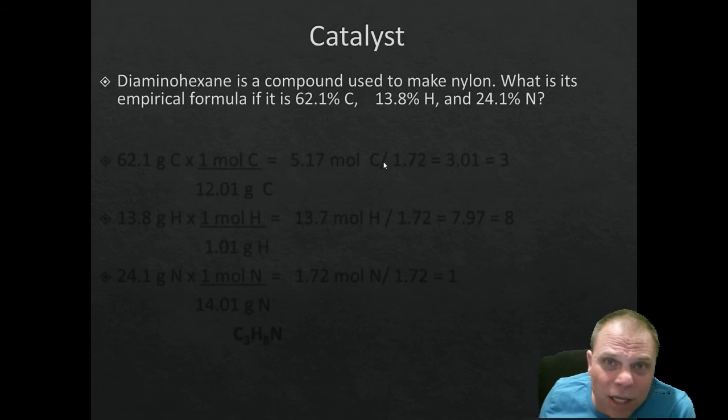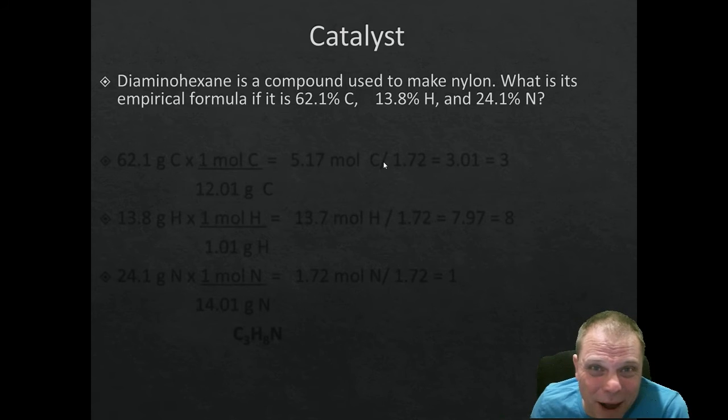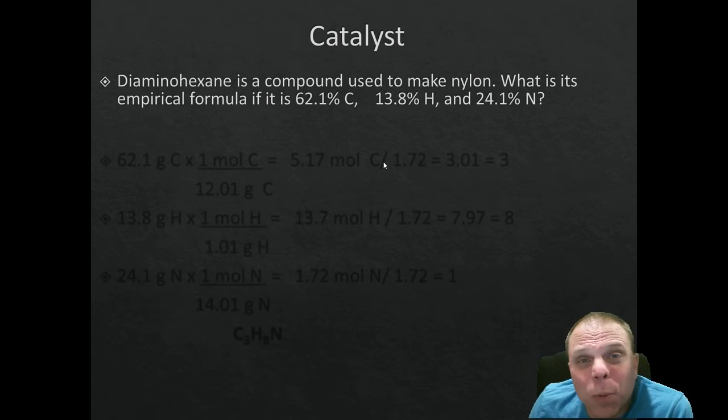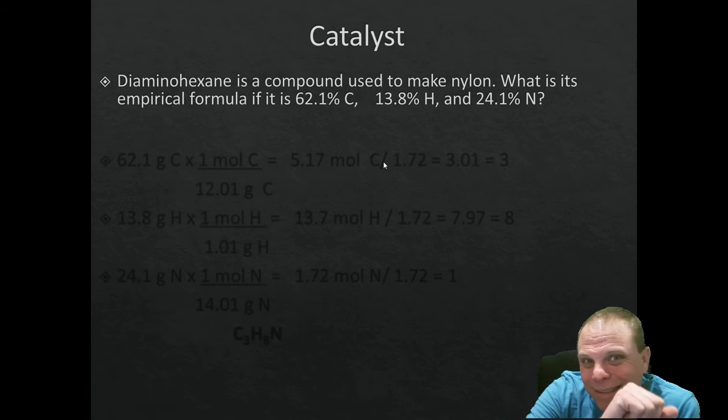All right, so here's a good time to practice. This is a good pause and practice time. Diaminohexane is a compound used to make nylon. What is its empirical formula if it is 62.1% carbon, 13.8% hydrogen, 24.1% nitrogen? I want you to pause and practice this and see how you do.